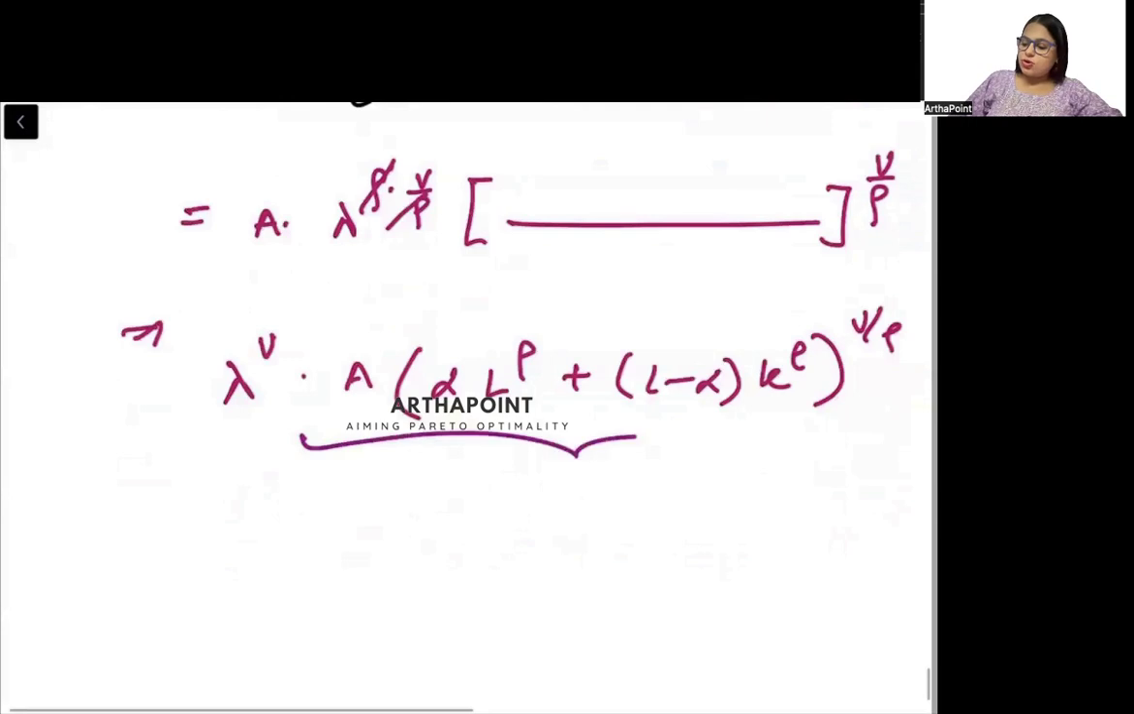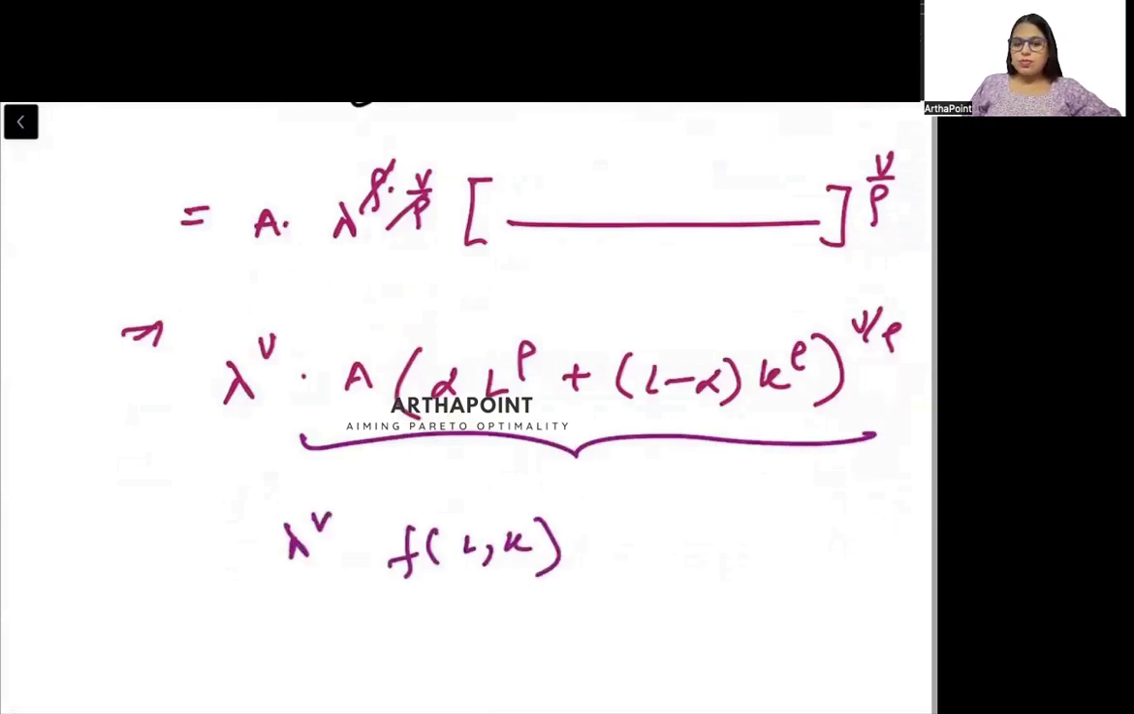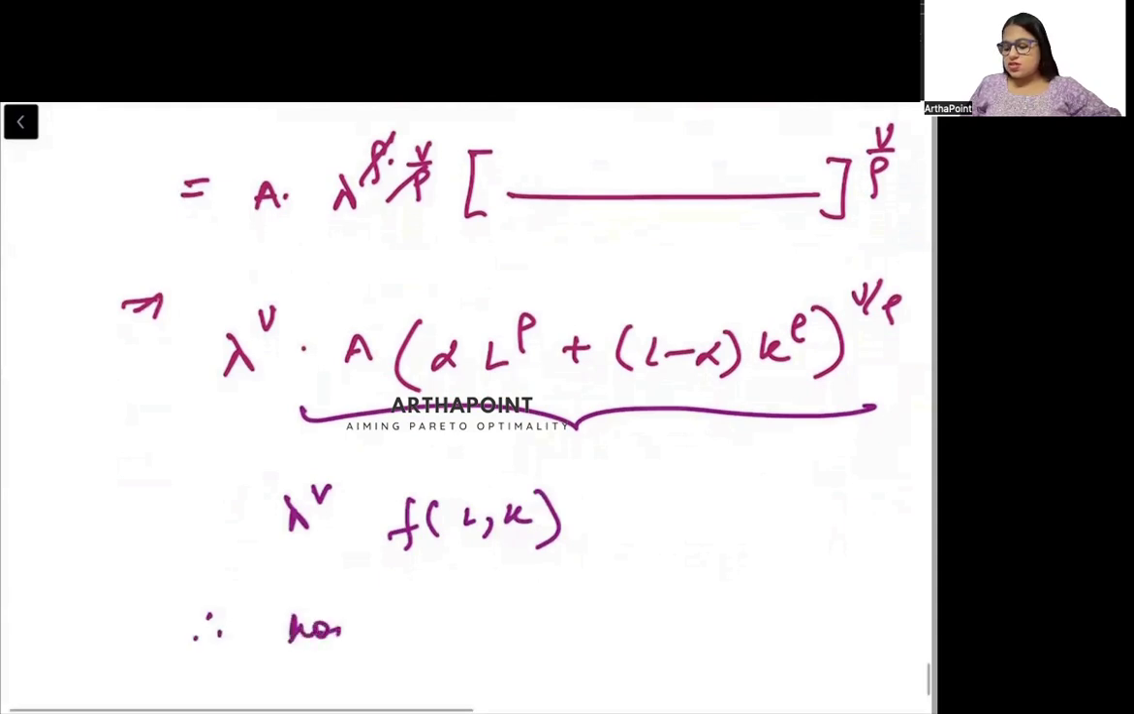This is your initial production function. It's a function of labor and capital. And this gives you lambda to the power V. So we can say it is homogeneous of degree V.